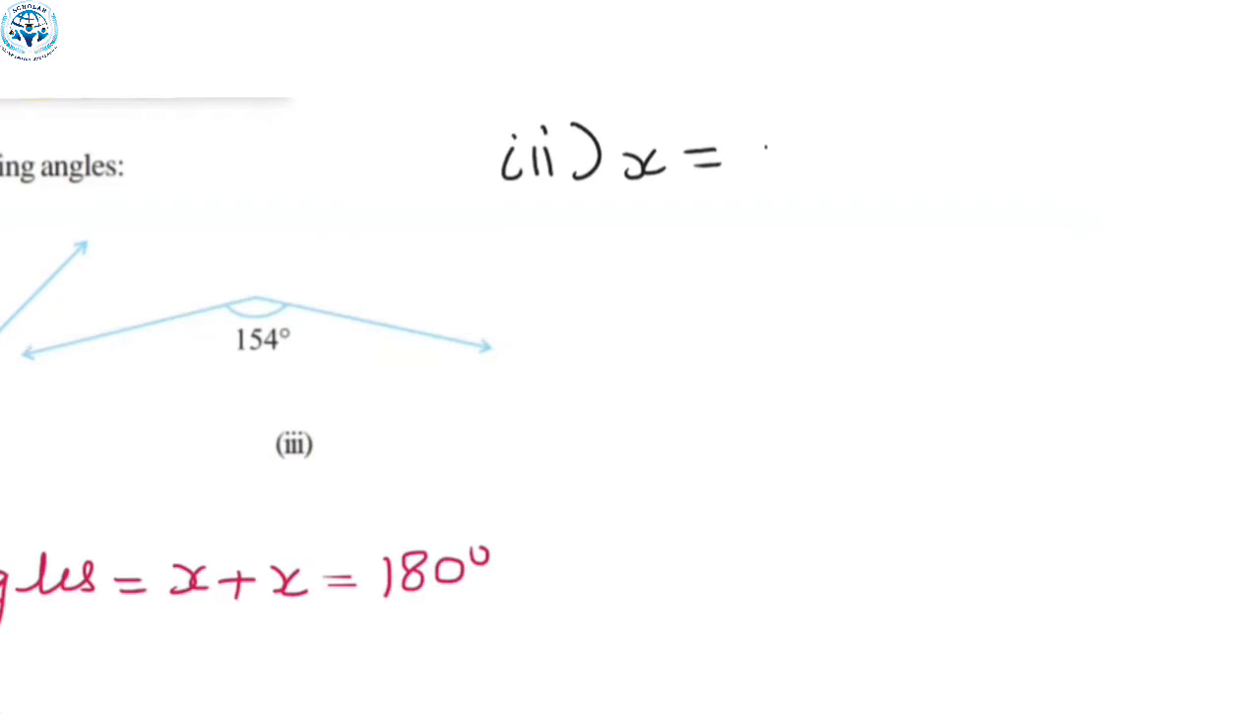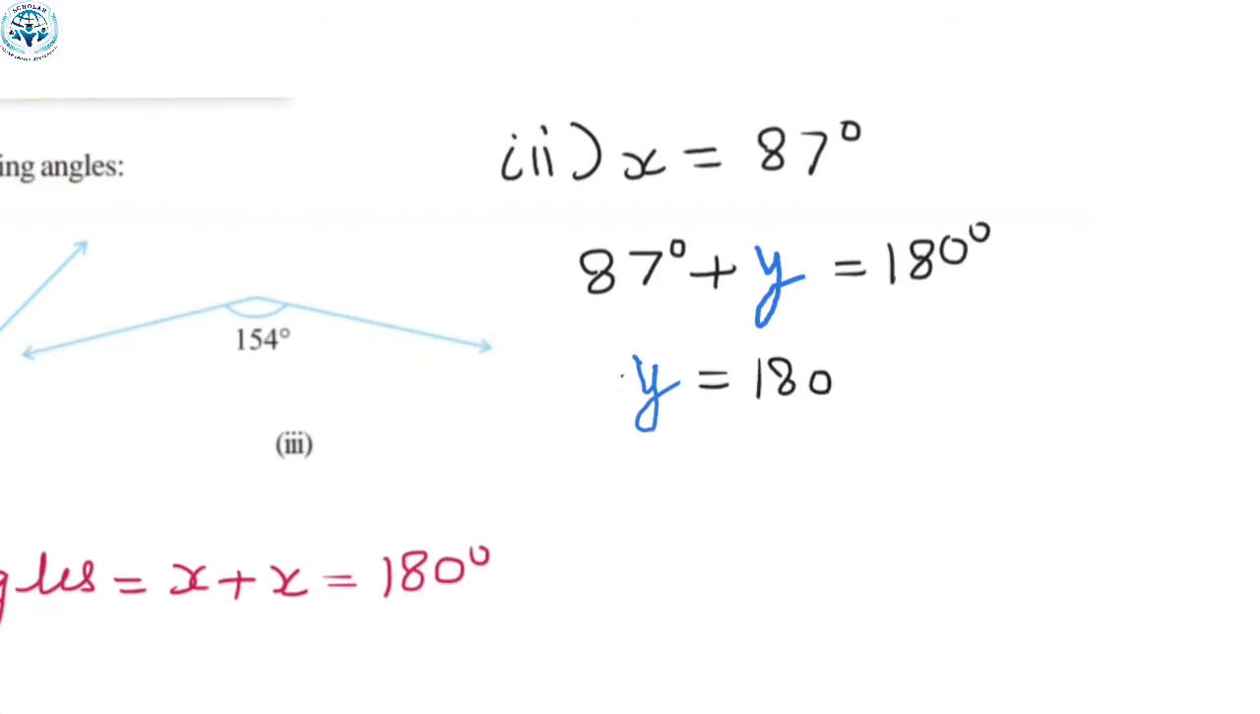Now, continue with the second one. The value of x is given as 87 degree. 87 plus y is equal to 180. Then we can take out the value of y, that means the supplement of 87 degree, as 93 degree by subtracting 87 from 180.